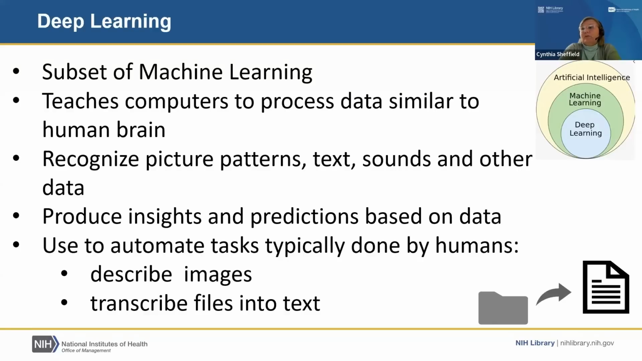NLM is doing some really interesting work with pictures and images. It's really incredible to see what they're doing there. And then you can use deep learning methods to automate tasks that typically require human intelligence, like describing an image.